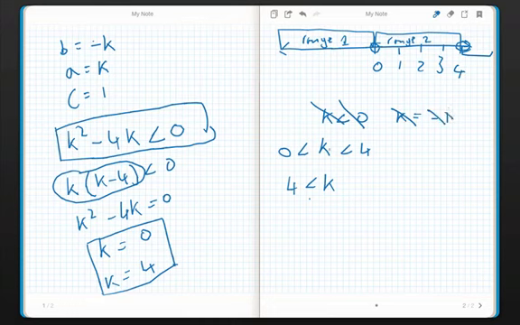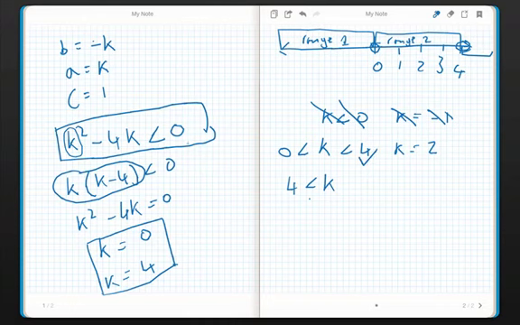Now we take a range from 0 less than k less than 4. Let's take k equal to 2. I'm just inputting the value of k that I choose over here. If we take 2, we get 2 squared, which is 4, minus 8, which is minus 4. Does that work? Is it less than 0? Yes. So we'll keep this. I'll put a check mark on it.